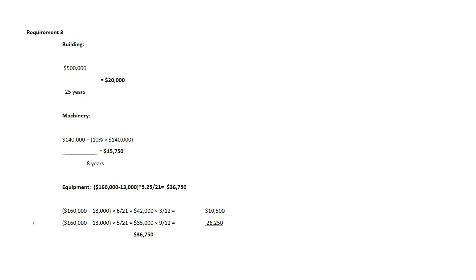The final requirement, requirement 3, wants us to calculate depreciation for 2019. Now, the building is still intact. We haven't sold any of the building, so it would be the 500,000 cost minus 0. The life hasn't changed, so it's still 25 years, $20,000. So once you calculate straight line depreciation on any asset, if estimates don't change or the cost, you don't sell any of it, it will be the same amount each year. And this year you will record the annual amount of $20,000.